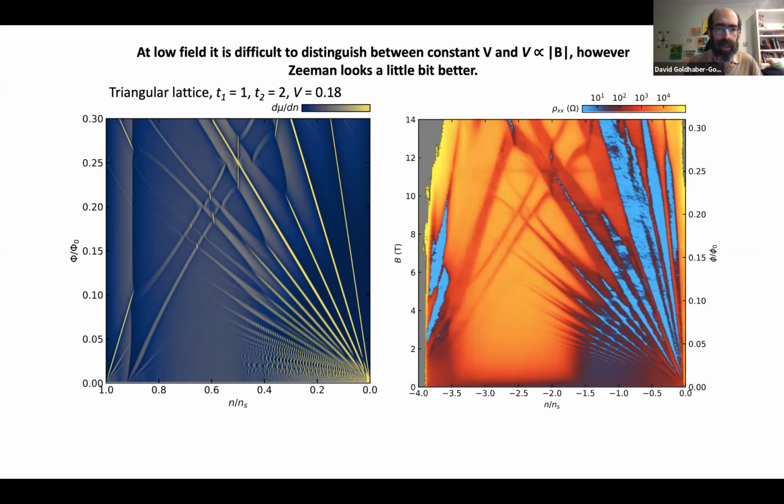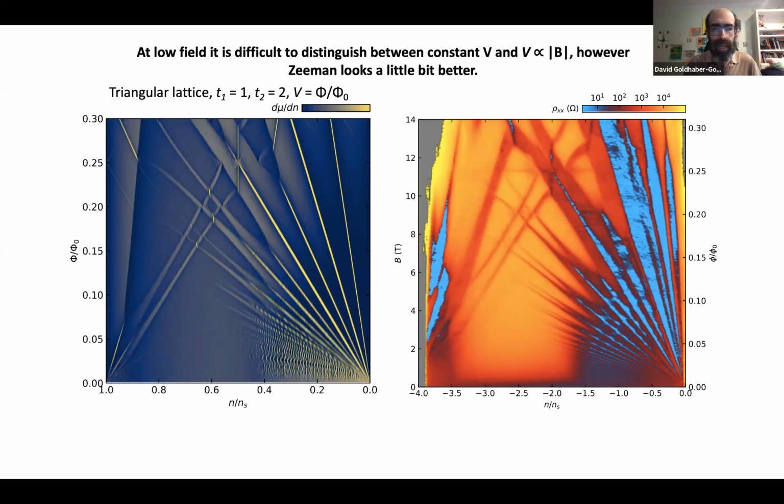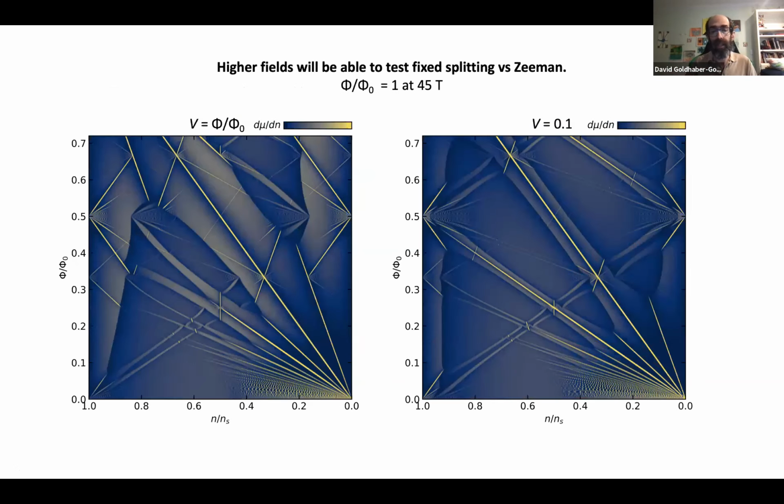So here I'm just going back and forth between constant and Zeeman, and if you stare at it, you can see the Zeeman-like term gives a better description. But this was not very obvious. But if instead of going to a third of a flux quantum per moiré cell, what if we could go to double that? Then the Zeeman splitting and the constant model look quite dramatically different.